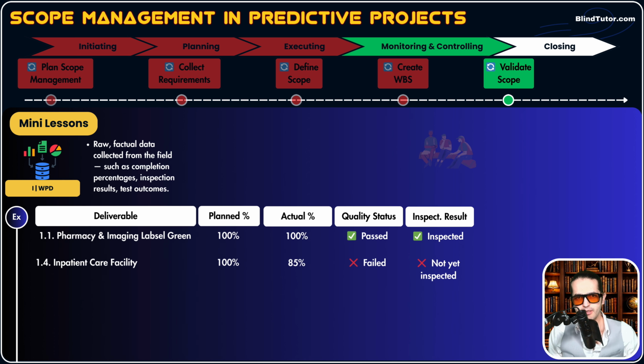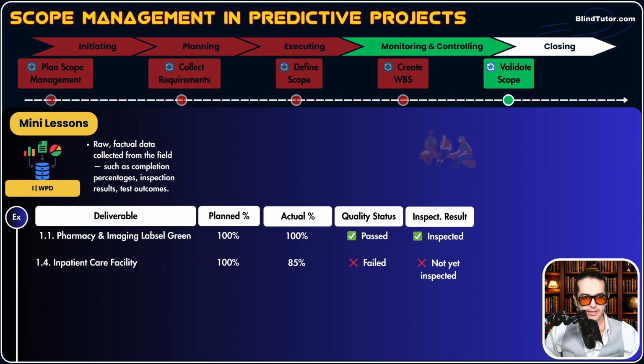This is a typical WPD. It's just shortlisted for the purpose of validated scope. Okay, this WPD could have, I don't know, tens of columns. We just mention a couple here. For example, the first column is deliverable. For example, deliverable 1.1 is pharmacy and imaging labs. And now, by today, July 25th, why July 25th? Because it's my birthday. My birthday is on July 25th of 1991. But this is just an example.